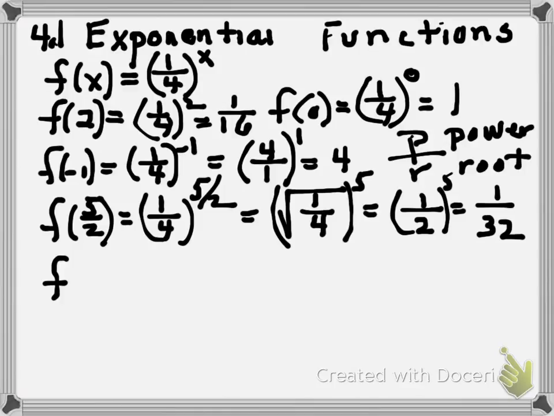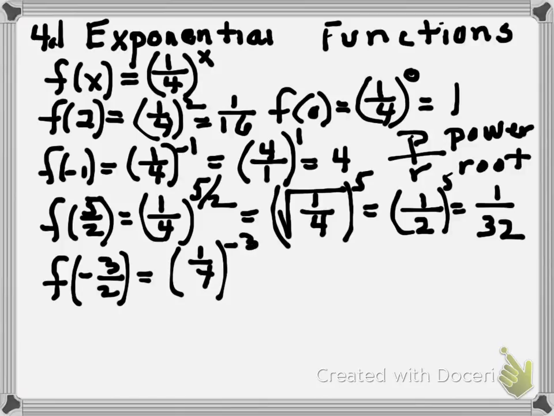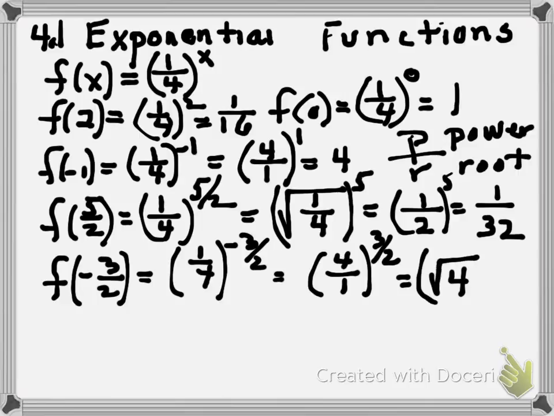Let's take f of -3/2. Again, still using 1/4 to the x power. So what should you do first? Because it's a negative exponent, I'm going to flip this over to 4/1. And then I'm going to take it to the 3/2 power. Bottom number being the root, so I'm going to take the square root of 4. And the top number being the power, so I'm going to take the square root of 4, which is 2, raise it to the 3rd power to get 8.